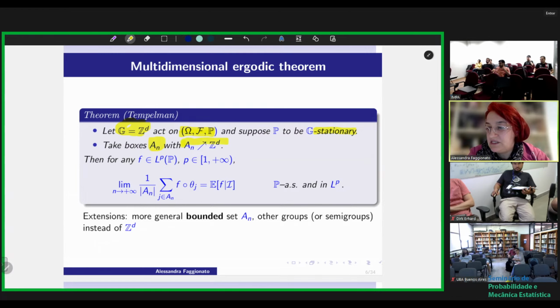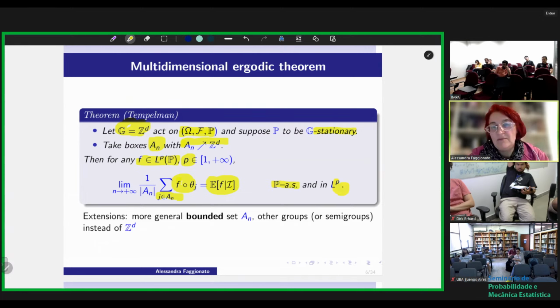And then you have this convergence. Given f in L^p, with p a number at least one, then the average of f composed with theta_j, with j in the box, converges to the conditional expectation of f with respect to the sigma algebra of the invariant sets. And this convergence is both almost surely and also in L^p.